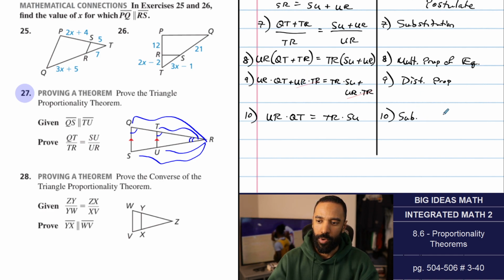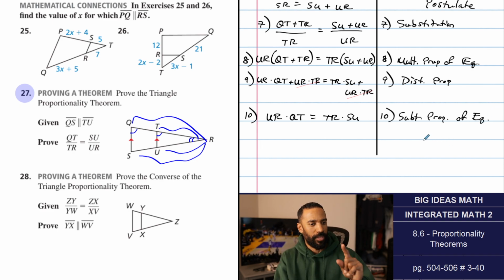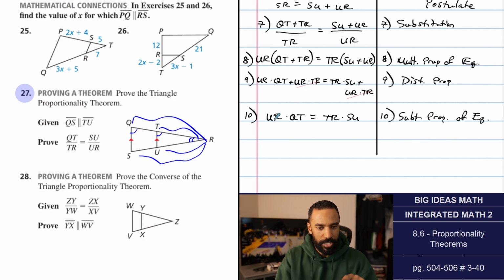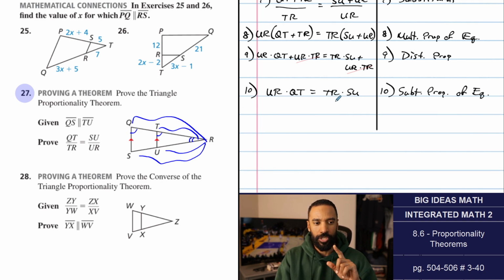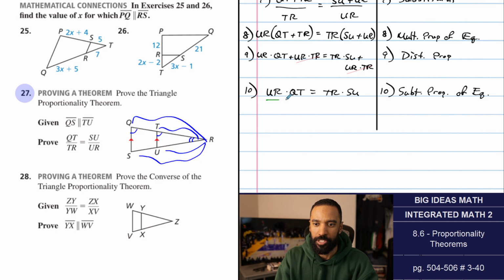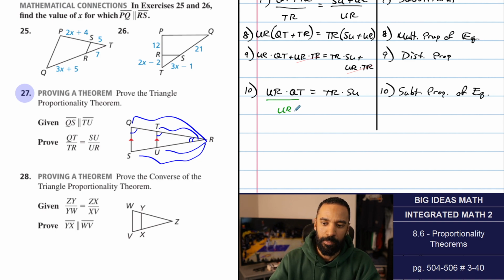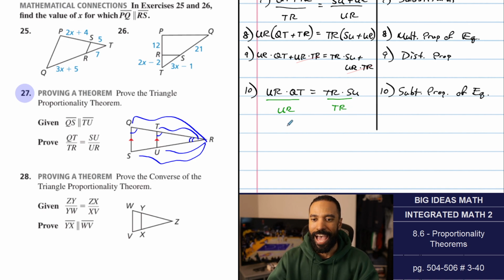So subtraction property of equality. And then last is just division property of equality. I want to make it look like QT over TR equals SU over UR. So I want to divide both sides by UR, basically. Divide both sides here by UR and divide both sides by TR, like that.